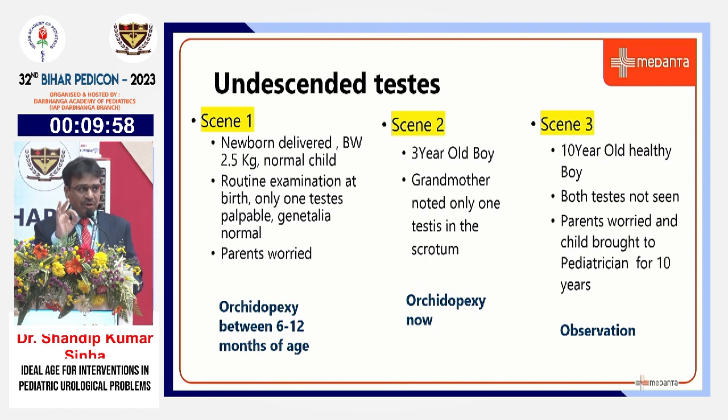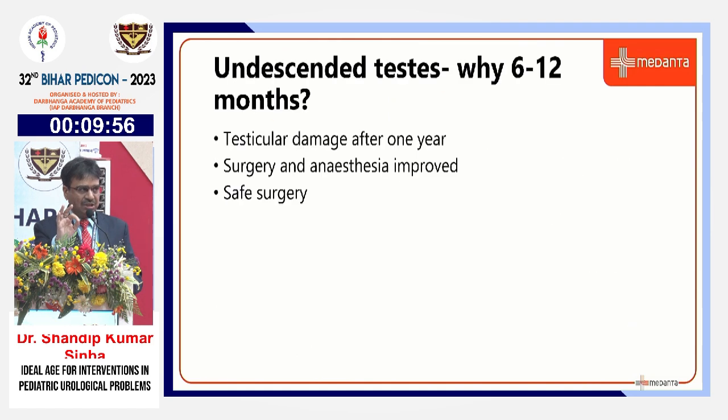Now you need to understand why the age of surgical intervention has gone down from 2 years to 6 months. The very simple thing is that we all know nowadays, based upon electron microscopic studies, that testicular damage occurs after 1 year of age. So if we do not bring the testis down to the normal scrotal position, where the temperature is slightly lower than the rest of the body, the testes will be damaged for the rest of life.